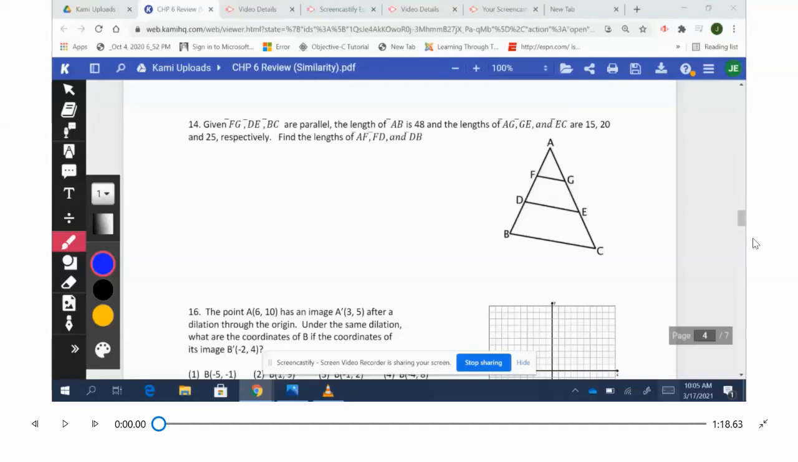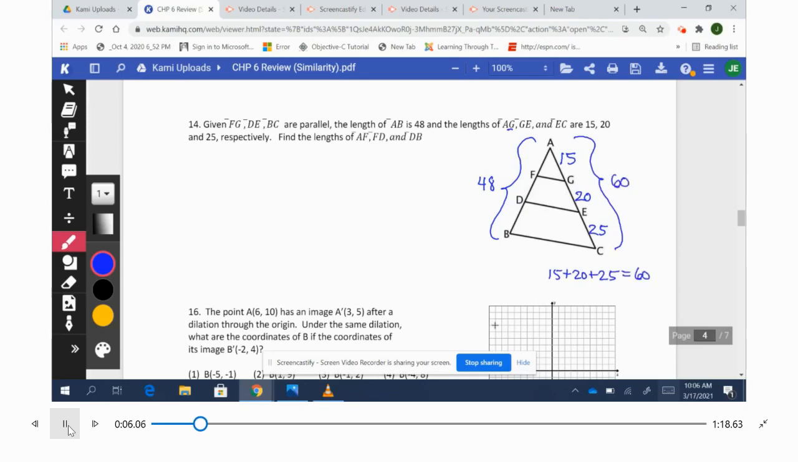Chapter 6, review page 4. Number 14. So they're giving us that all these are parallel. So really it's almost the side splitter theorem, because these are all parallel sides, the corresponding parts are going to be in the same ratio.